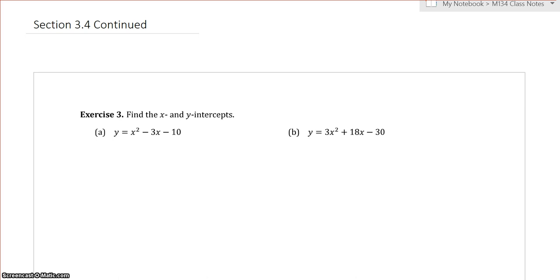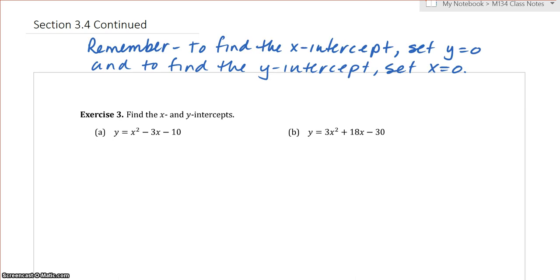And the first example or exercise we're going to look at is finding the x and y intercepts of a quadratic equation. So if you remember how to find the x-intercept in the last chapter, we set y equals 0. Well, it's still going to be true even with parabolas because wherever it crosses the x-axis, we know the y equals 0 no matter what the equation is. And similarly, to find the y-intercept, we set x equals 0. So let's go ahead and do that.